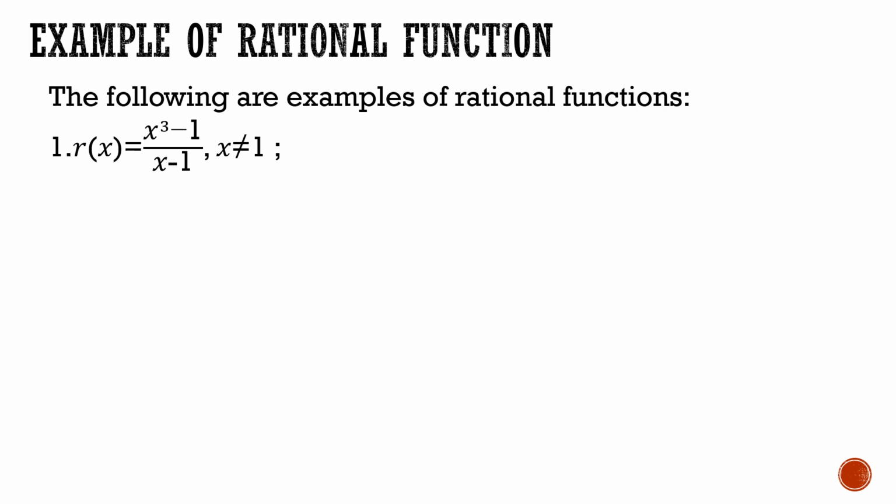Kasi tingnan nyo po ang denominator natin. So, ang denominator po natin is x minus 1. So, the moment po na maging 1 si x, that is 1 minus 1 na po pag nag-substitute tayo, which will give us 0. Eh, hindi po pwedeng maging 0 si denominator. Bawal po yan. Bakit? Kasi magiging undefined po siya. Okay po? Kaya bawal po na si x ay maging equal kay 1.